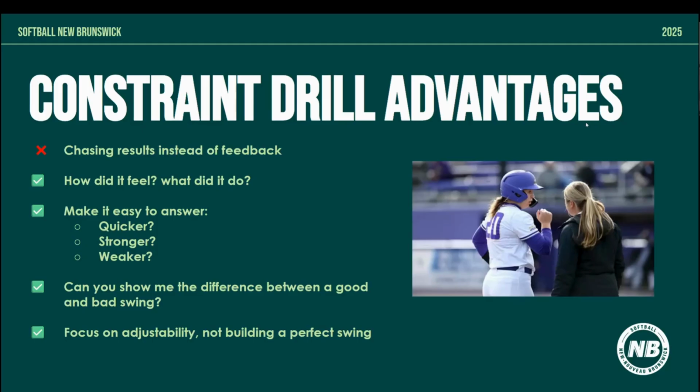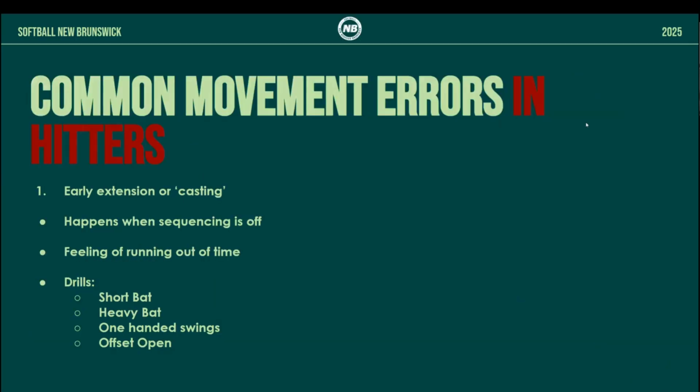And then again, we're not trying to build a perfect swing. We're trying to get them to use their best swing often. But the constraints themselves allow you to adjust and be malleable. So that's another big advantage.